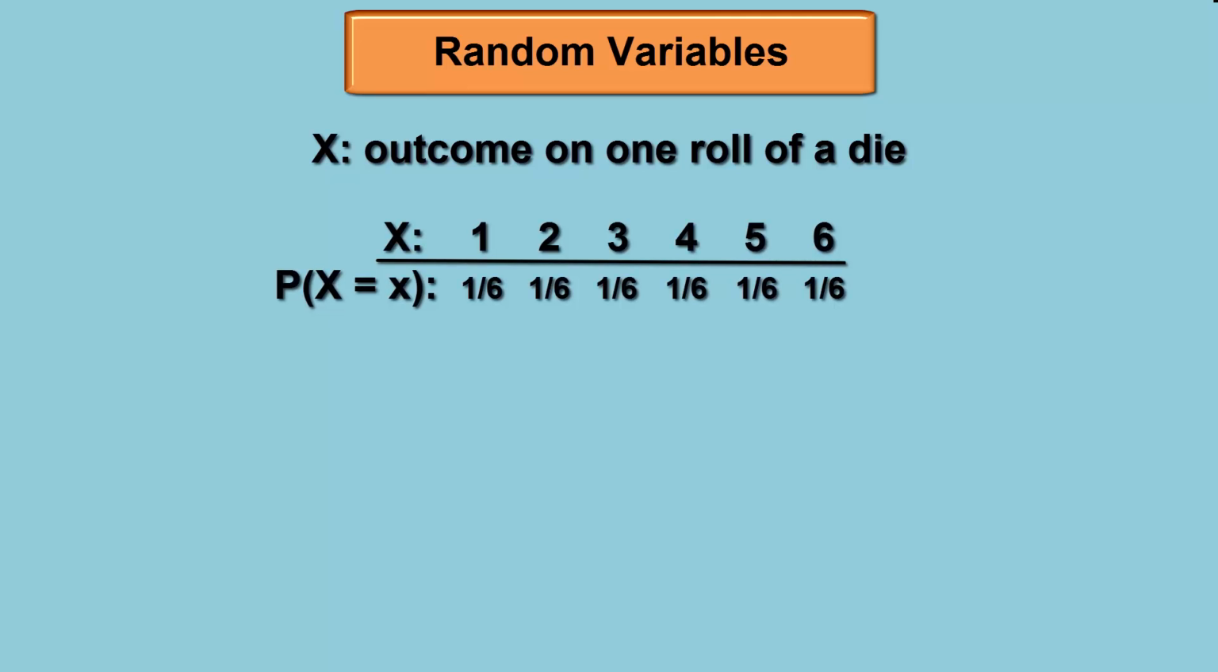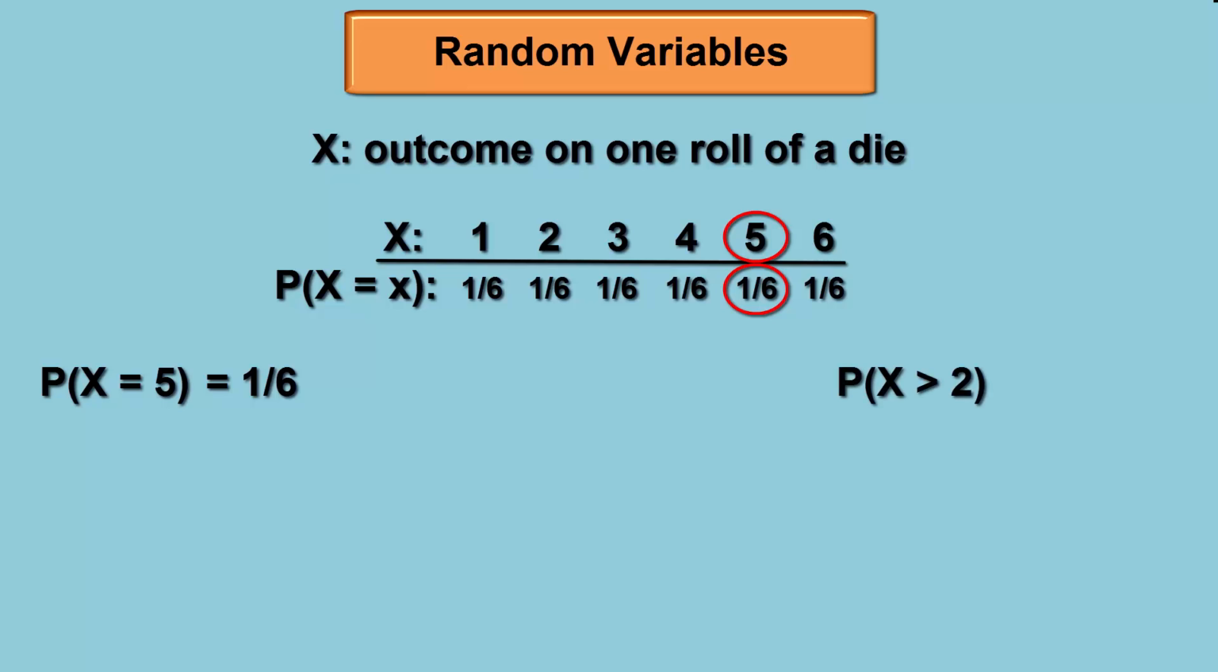Here's the probability distribution. A capital letter is used for a random variable, and in this case, X is the outcome on the die. It has 6 values, 1 through 6. When we want to find the probability that X is a 5, we say probability of X equals 5 equals 1/6. The probability that X is greater than 2 equals 4/6, or 2/3.